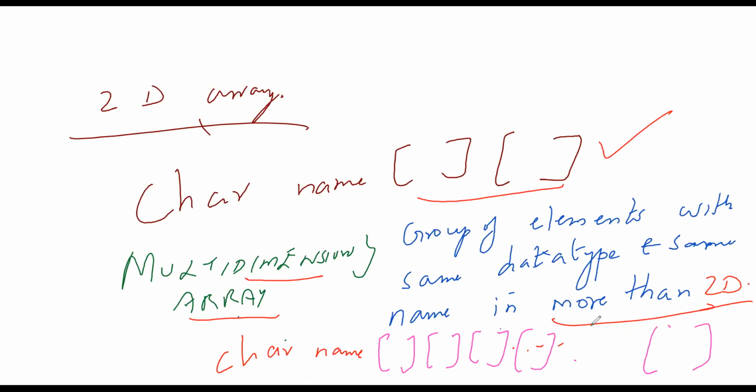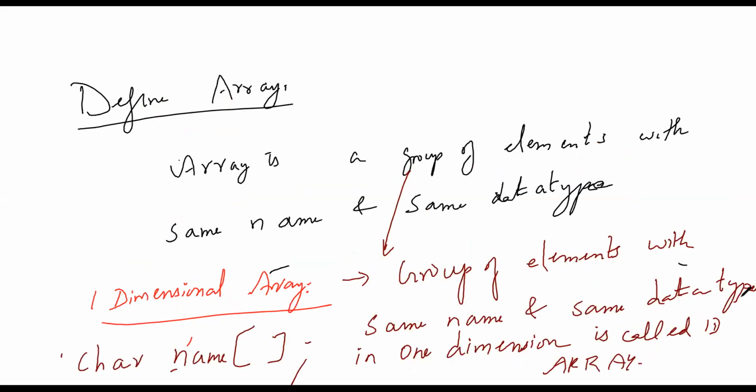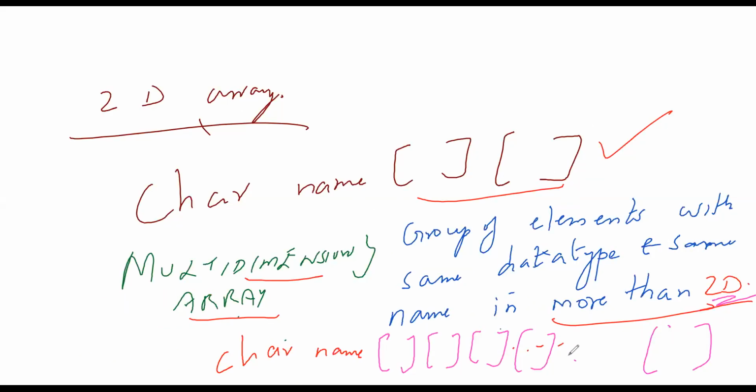That is the reason: more than 2 dimensions. Here, one dimensional array: group of elements with same name and same data type in 1 dimension is called 1 dimensional array. Group of elements with same name and same data type in 2 dimensions is called 2 dimensional array. Group of elements with same name and same data type in more than 2 dimensions is called what? Multi-dimensional array. Is it clear?